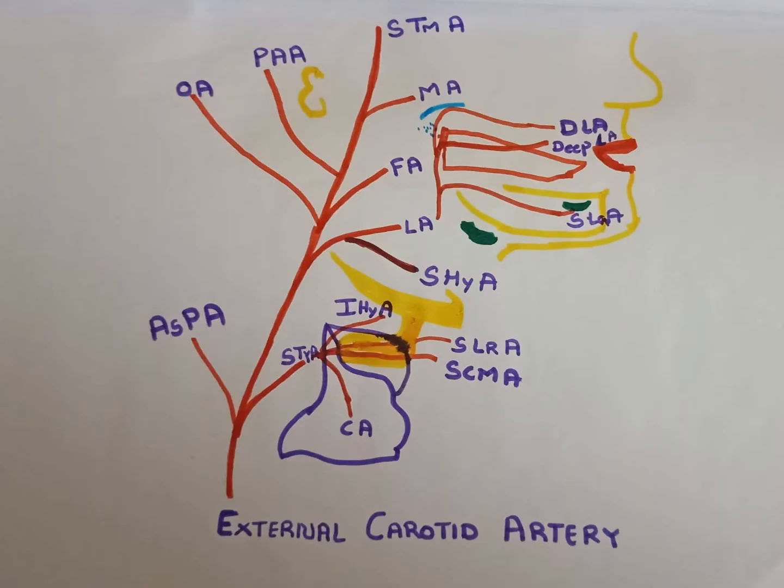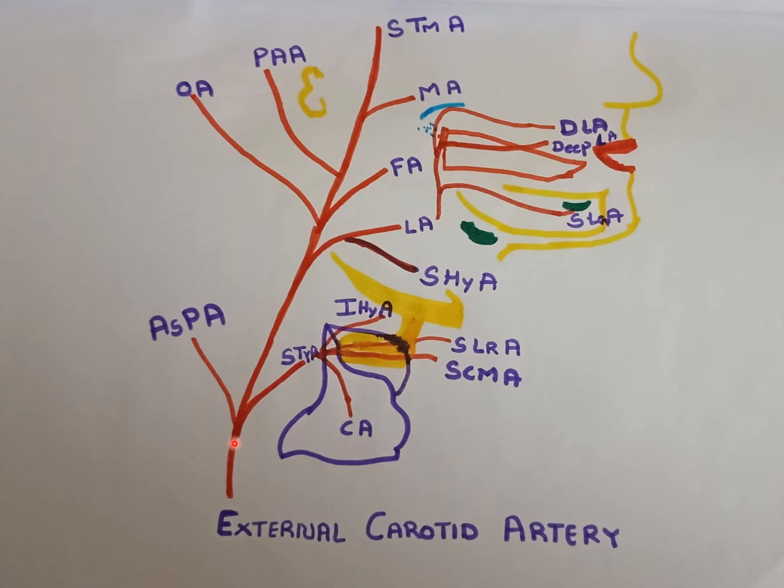Now that we have learned about the three major branches, superior thyroid, lingual and facial artery, moving ahead, we have the maxillary artery, which we will learn last. Now we will learn about the ascending pharyngeal artery. As we can see here, the ascending pharyngeal artery is a branch of the external carotid artery just above the level of the superior thyroid artery.